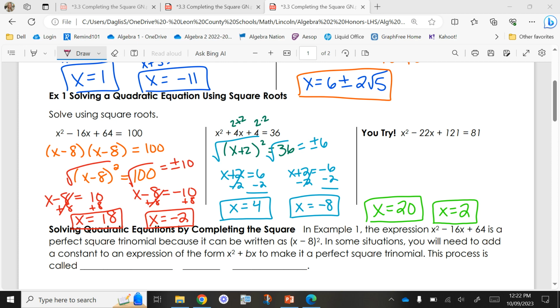All right, so what we are doing, if I give you a trinomial, in some situations you will have to add something in to make this process work. Like my plus 64, my plus 4, my plus 121. Sometimes that won't be there for you. You're going to have to make it happen, and that process is called completing the square.